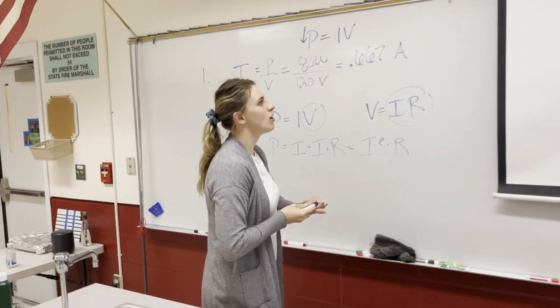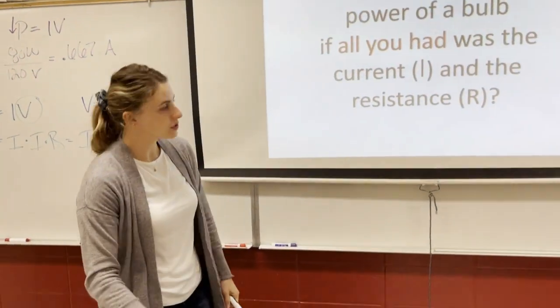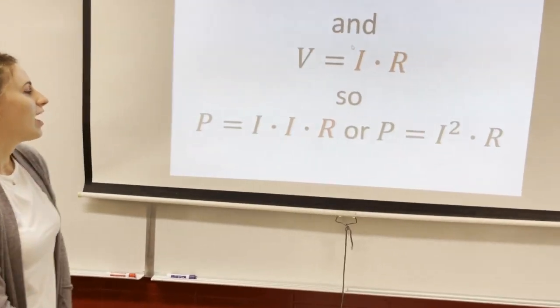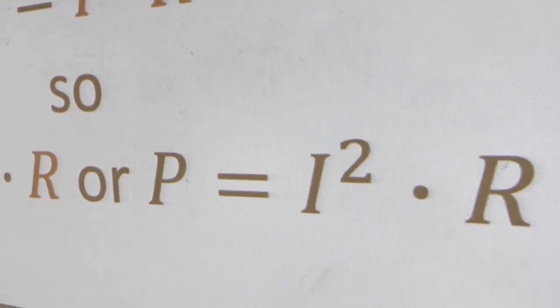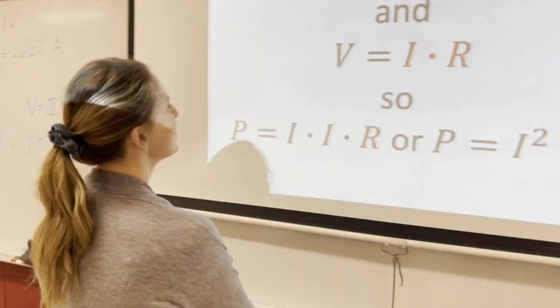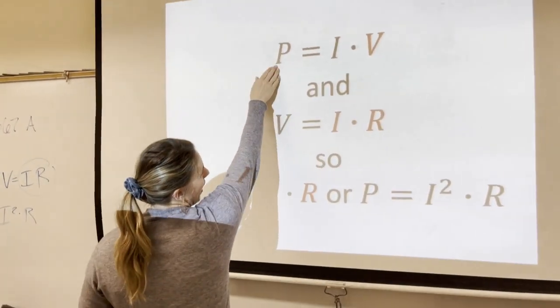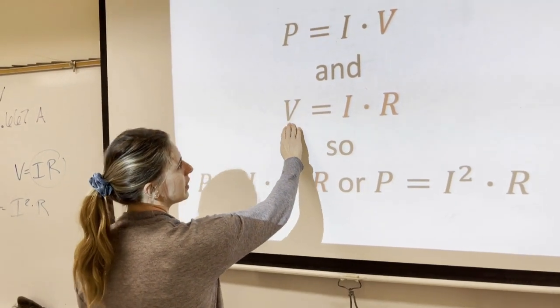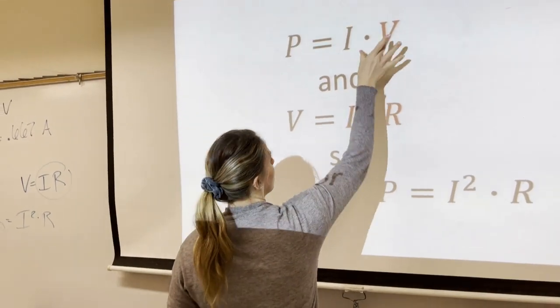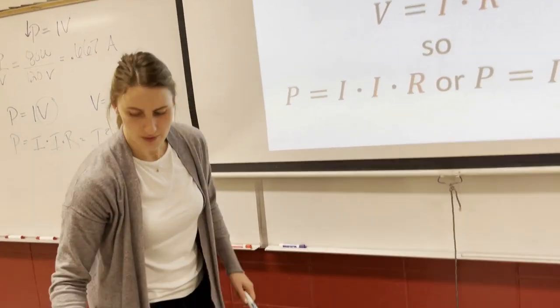If you need to figure out the power, but all you have is current and resistance, have no fear. You can still use this equation here. Oh my gosh, that rhymed. And this is what we just went over: what power is, and how we can calculate the potential difference and put that right there. We get I squared R.